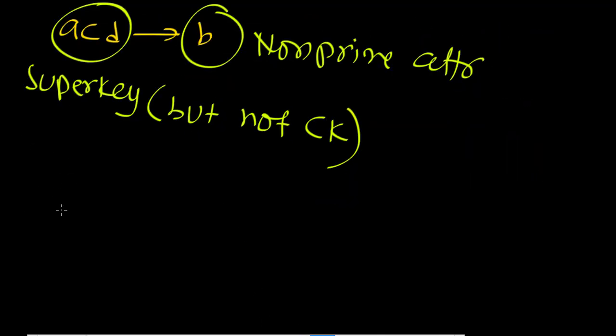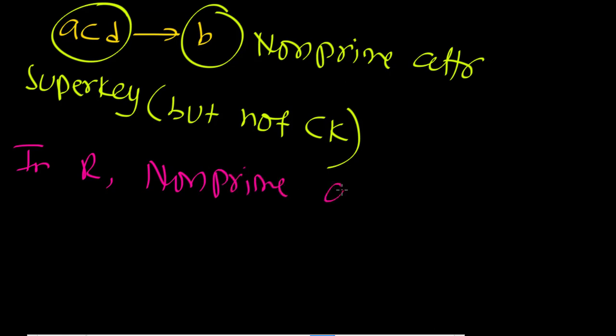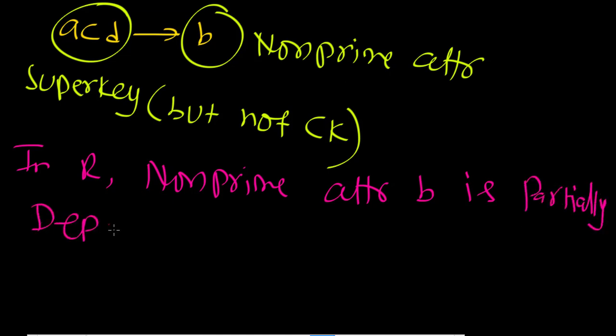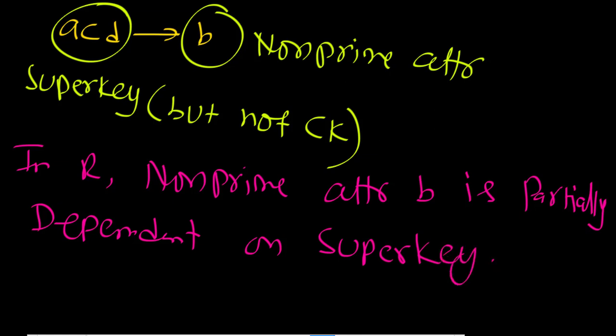So finally I can say that in this relation R, the non-prime attribute B is partially dependent on a super key, but that is not a problem in 2NF. Remember, this is allowed in 2NF. This is not a violation of 2NF.